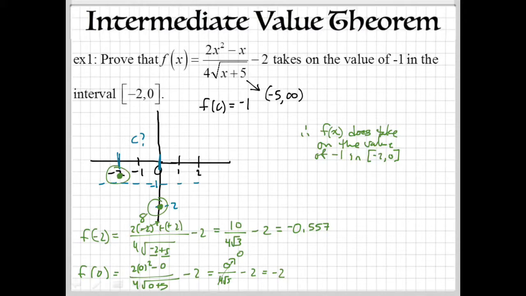Did we learn this? So just to recap, we plugged in negative 2 and 0, and we got this point and this point. Because this point is greater than negative 1, and this point down here is less than negative 1, I know that I'm going to cross over negative 1. Yeah, because if I go from negative 0.557 to negative 2, I'm going to cross over negative 1, right? Okay.